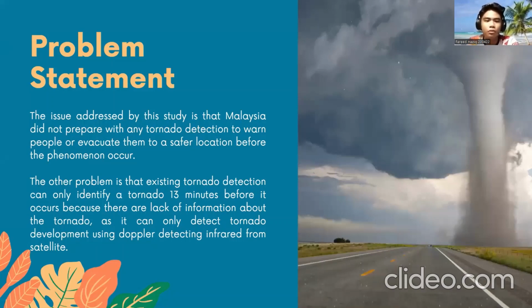The other problem is that tornado detection in Canada can only identify tornado formation 30 minutes before it happens. It lacks information since it uses Doppler and detects infrared from the satellite. Moving on.